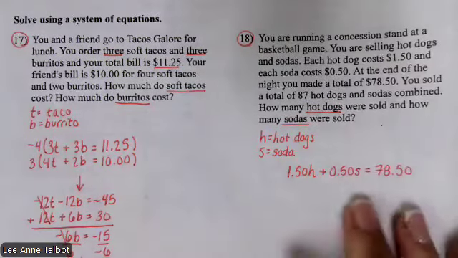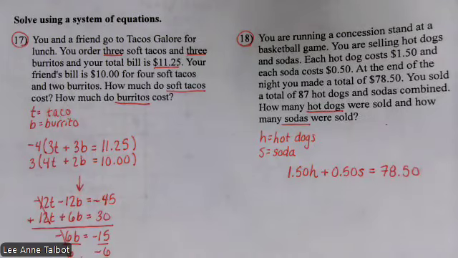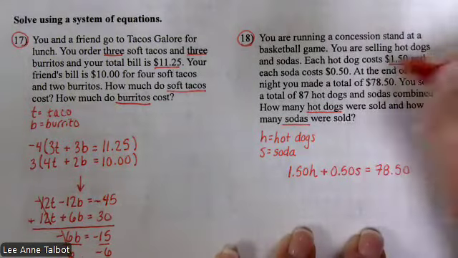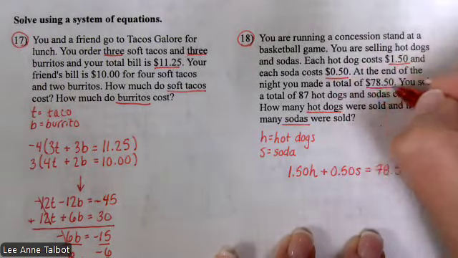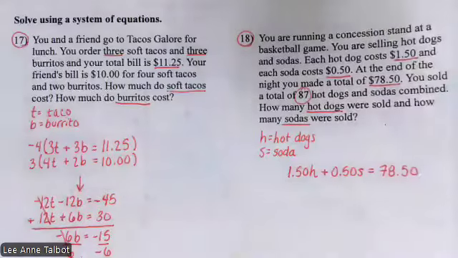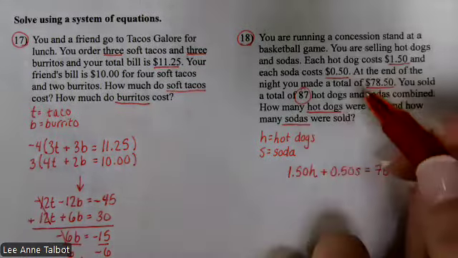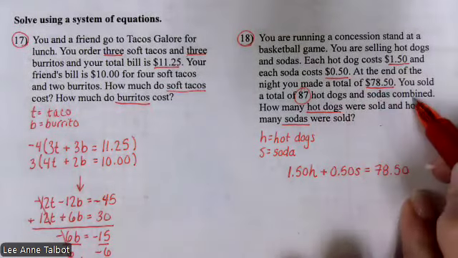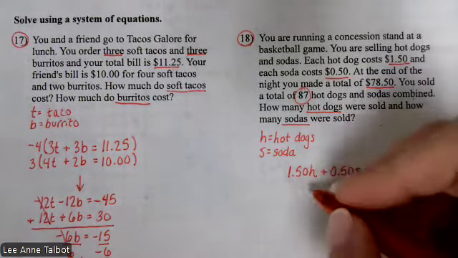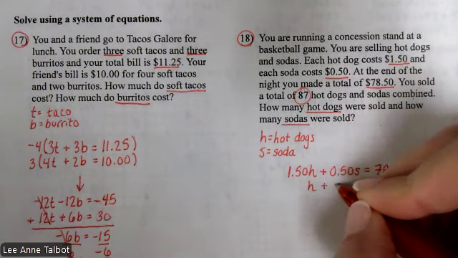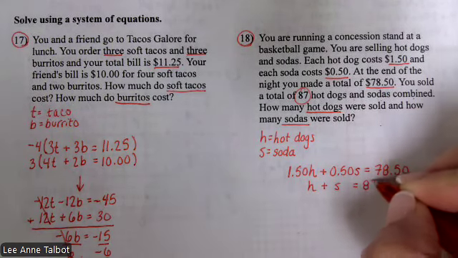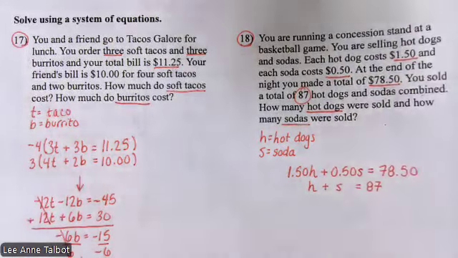So this whole equation here is all about money. And then you think to yourself, Mrs. Talbot, you didn't give me enough information because there's only one number left over in the problem, except it told you that it was hot dogs and sodas combined. So hot dogs and sodas combined were 87.